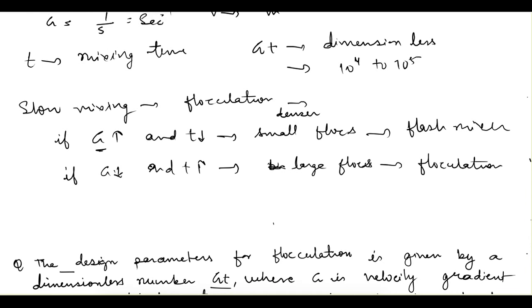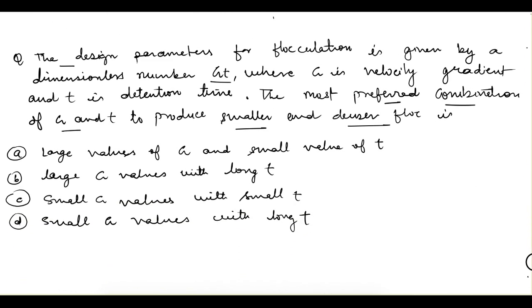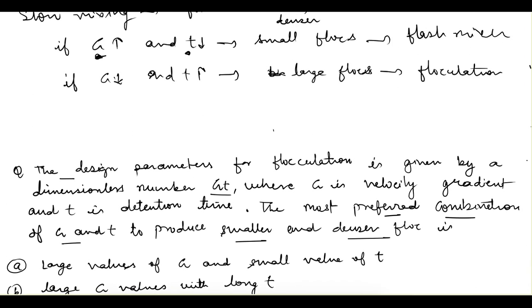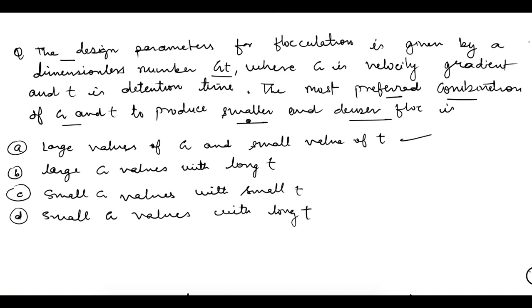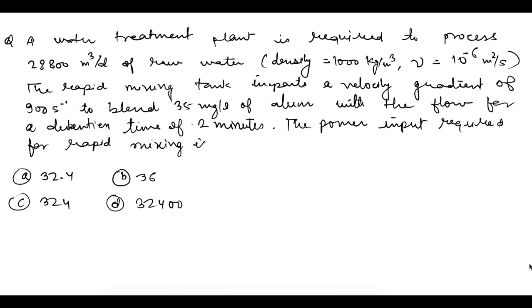So smaller and denser floc will form when G is more and t is less, and larger floc will form when G is less and t is more. So directly you can answer this: large value of G and small value of t, then you will get smaller and denser floc. After that, one more question is there which also came in GATE.